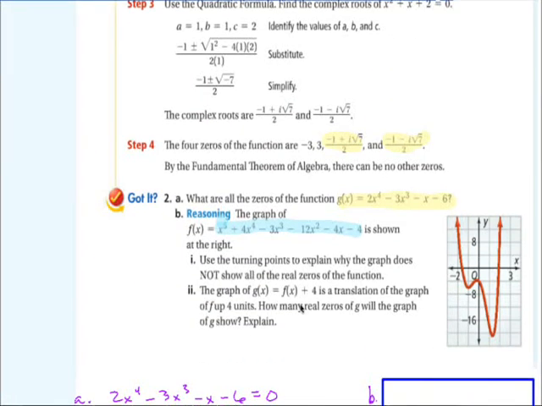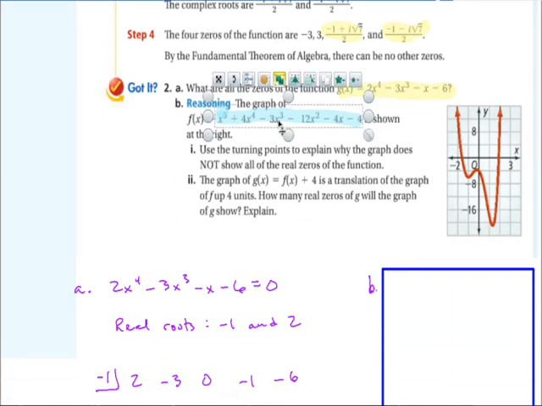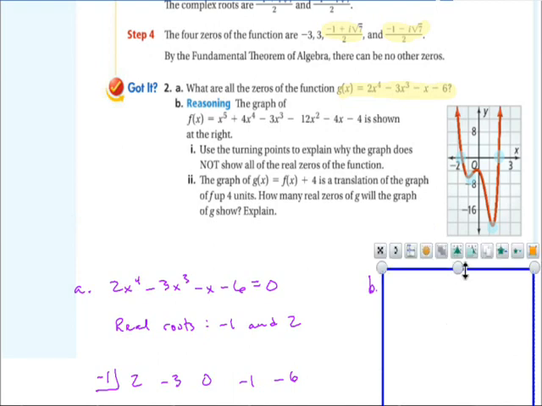Part B is a little bit more complicated because it's a thinking question. So we're going to use this picture, use the turning points to explain why the graph does not show all the real zeros. Well, hopefully what you noticed is that this graph has a degree of 5. So you can see we have a real root there and a real root there. We have these imaginary turning points here. So we're going to have something there. But then the issue becomes, where's the other root?